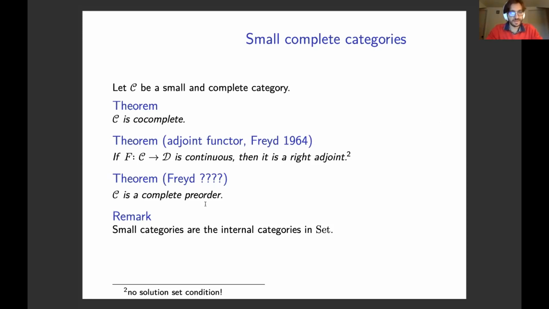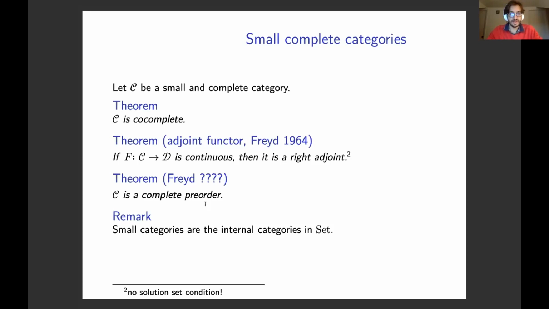And unfortunately, it is an unpublished result by Freyd that if a category is small and complete, then necessarily it is a complete preorder. So this is very disappointing, because it means that there are very few examples of small complete categories. They are very special examples, and they're not the kind of categories we might want to work with, because they're categories where between two objects there is at most one arrow.